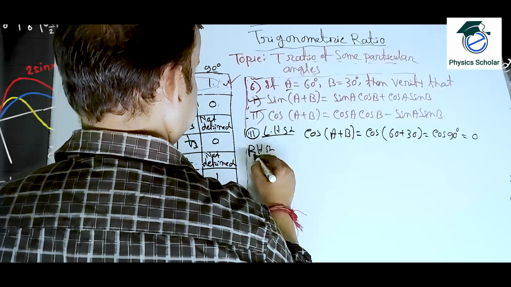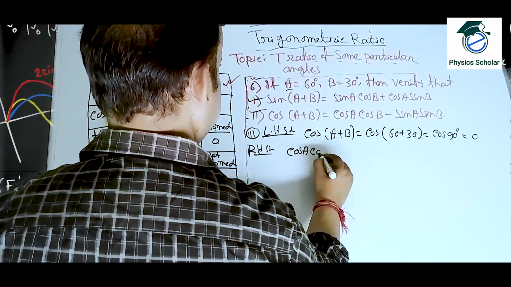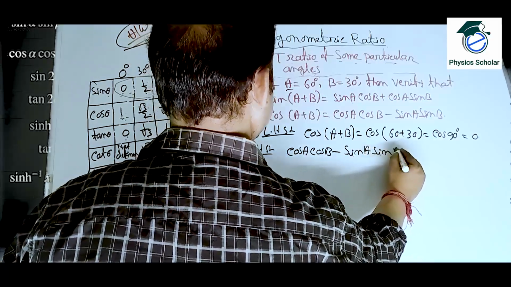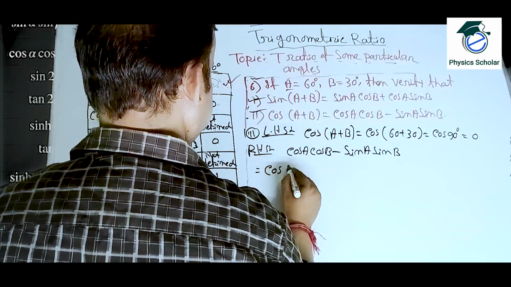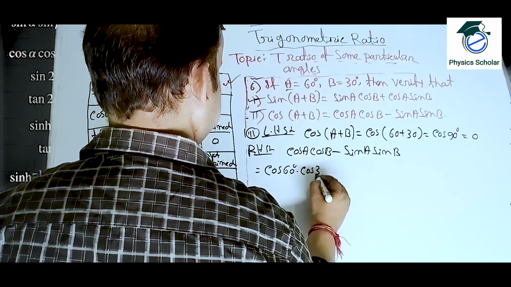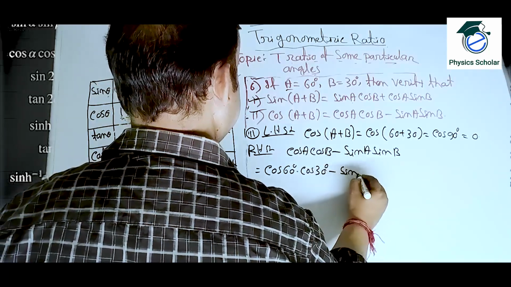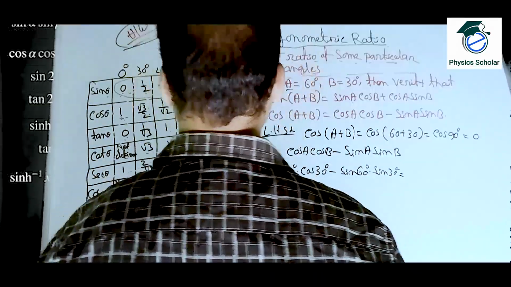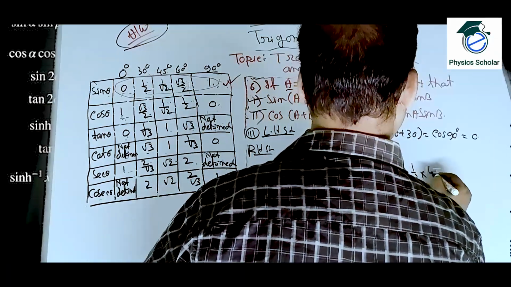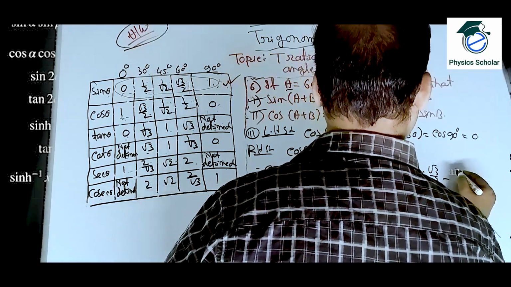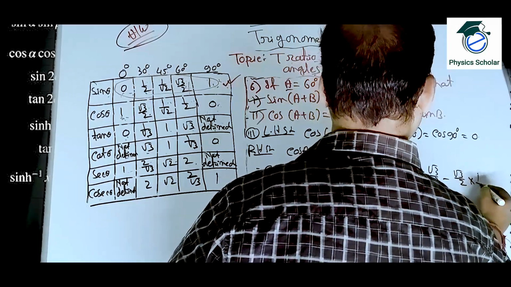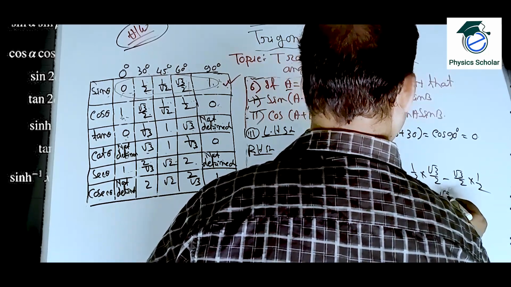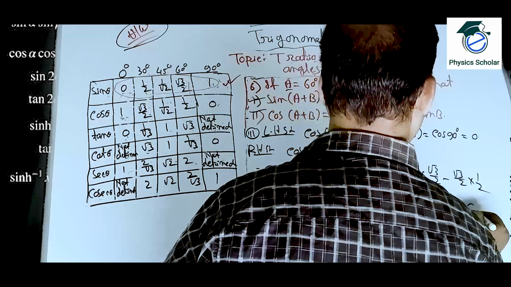So right hand side what? Cos A cos B minus sin A sin B. So cos 60 degree into cos 30 degree minus sin 60 degree into sin 30 degree. So cos 60 degree is equal to what? Half into root 3 by 2 minus sin 60 degree root 3 by 2 into half. So that means root 3 by 4 minus root 3 by 4. So this will be cancelled is equal to 0.